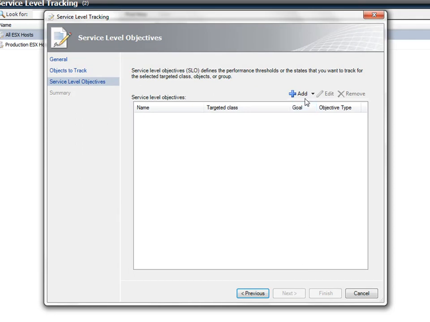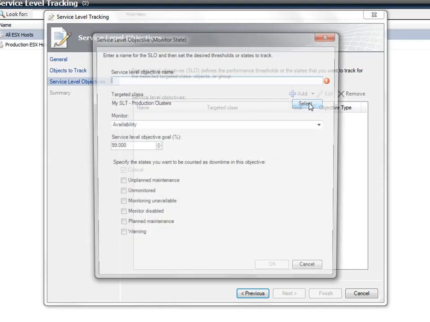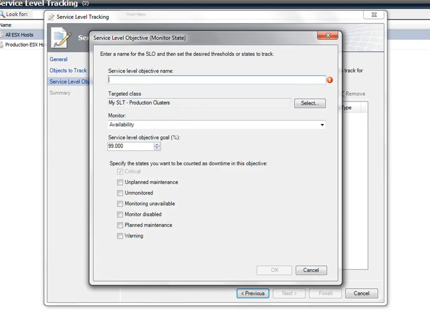For the purpose of this demonstration, we will create 3 different service level objectives. The first SLO will allow us to monitor availability for ESX hosts running within the production cluster. This is much like we did in the previous service level trackers. Note, in order for us to target the correct monitors to track, we will need to change the targeted class to VMware ESX host.